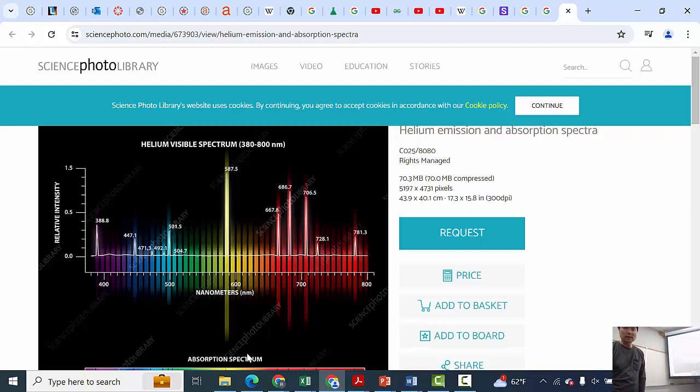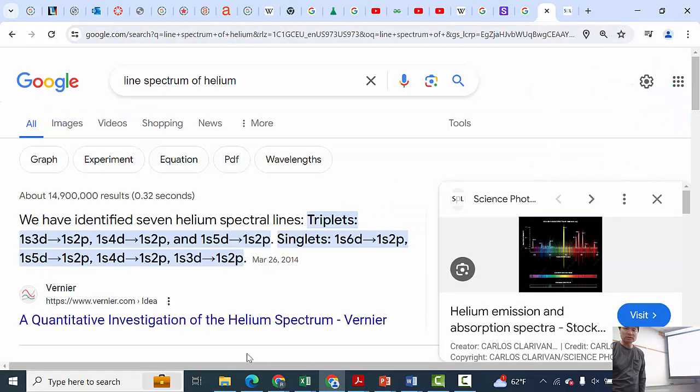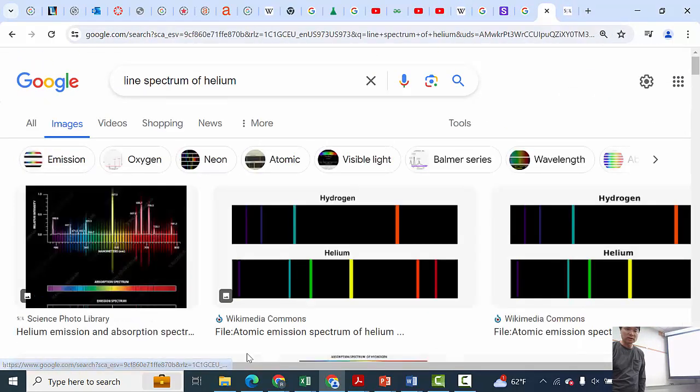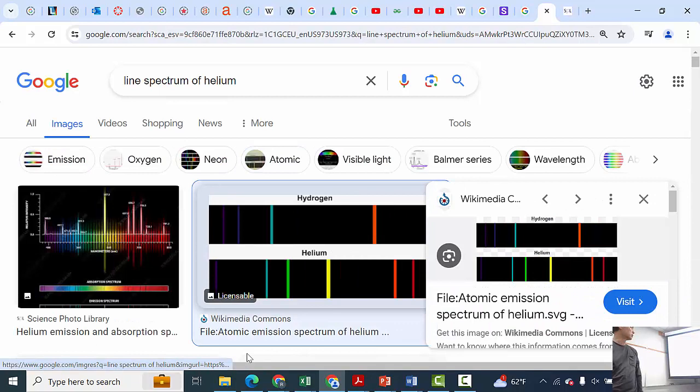But I don't want that additional information. I just want something simpler. So let me look for an image without all that additional information. So this would be an image without that. And so we see additional lines. And the neon, you saw a bunch of lines there, mercury, etc. And so we have this.